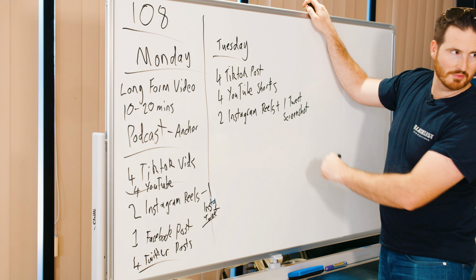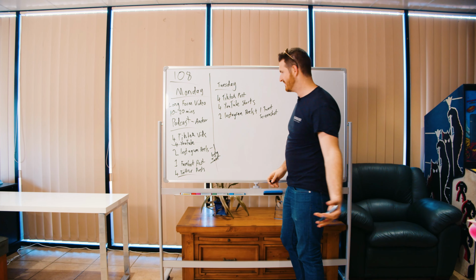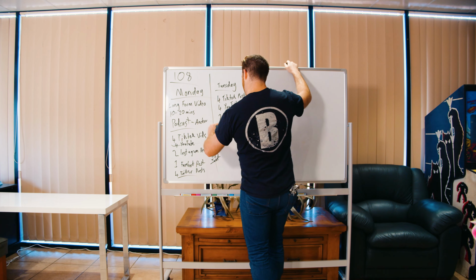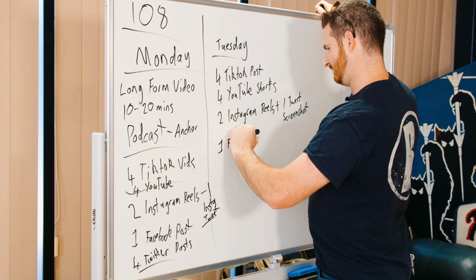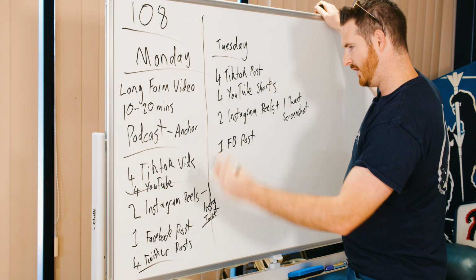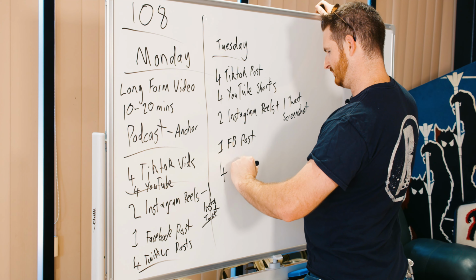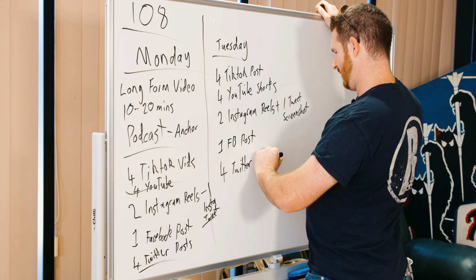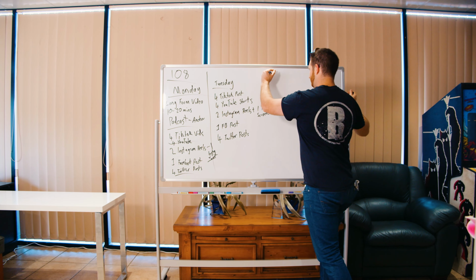Instagram, by the way, has optimized basically for video, so I tend to use much more video than photo these days because they're trying to compete with TikTok. Next thing, we have 1 Facebook post, and then 4 Twitter posts. So you do this for the rest of the week.